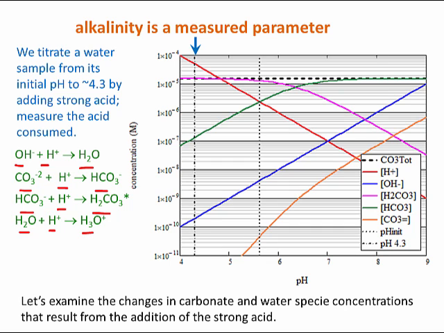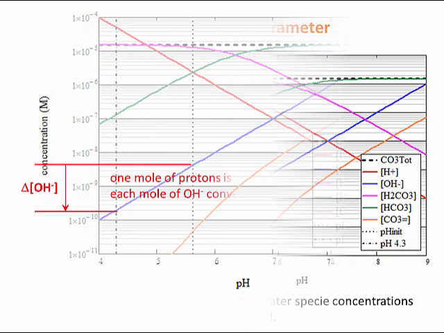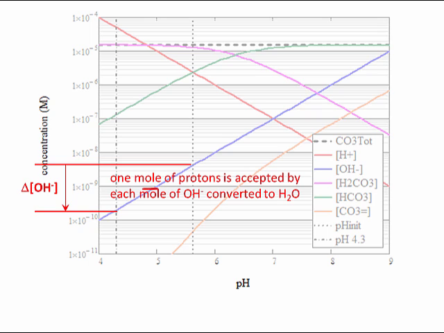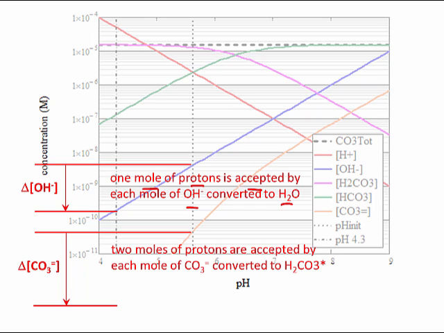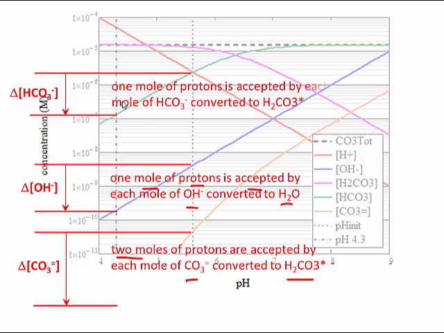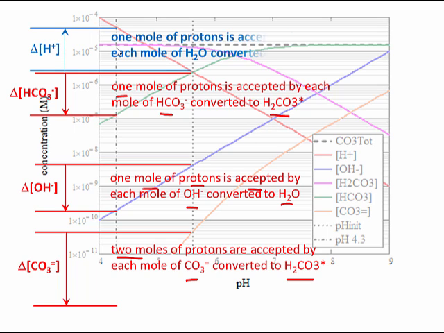So let's examine those changes in the carbonate and water species concentrations that result from the addition of that strong acid. We have 1 mole of protons accepted by each mole of hydroxide converted to water. We have 2 moles of protons accepted by each mole of carbonate to convert it to carbonic acid. We have 1 mole of protons accepted by each mole of bicarbonate as it's converted to carbonic acid. And we have 1 mole of protons accepted by each mole of water converted to hydronium.